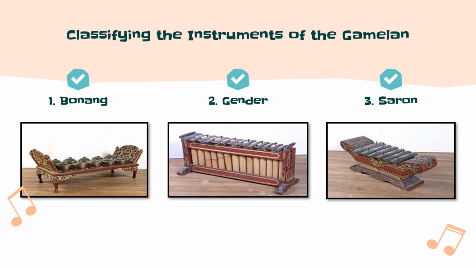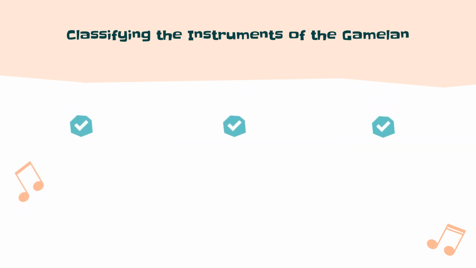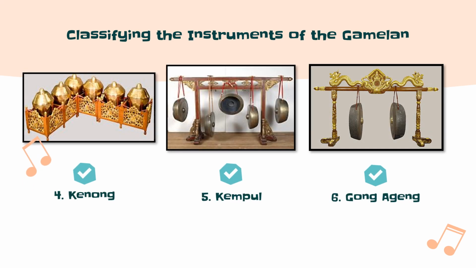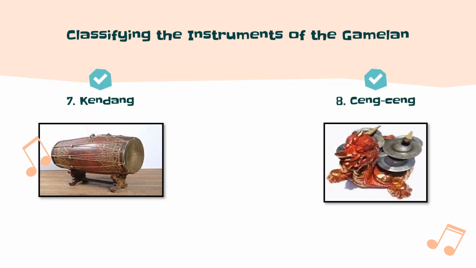Number 2, gender. Number 3, saron. Number 4, kenong. Number 5, kempul. Number 6, gong ageng. Number 7, kendang. And number 8, cheng cheng. So for your first task, you're going to classify the instruments of the gamelan. You will just write your answers in your notebook.